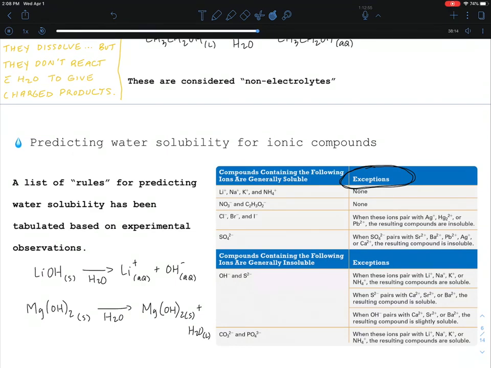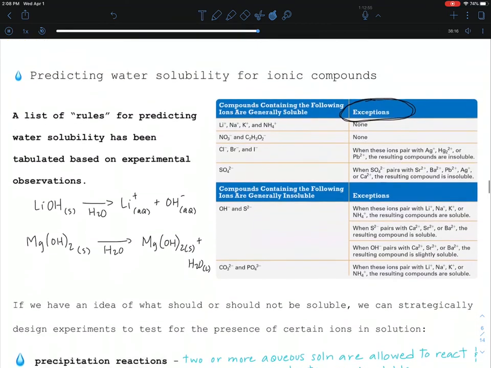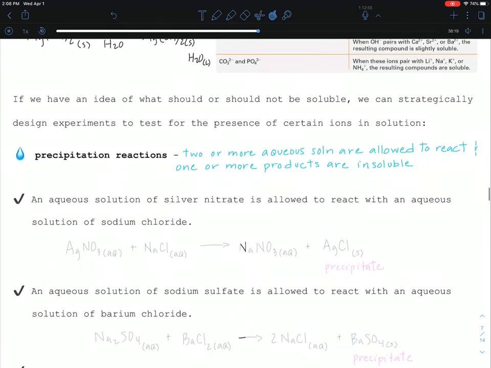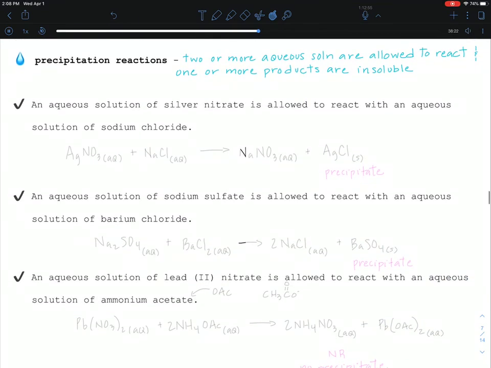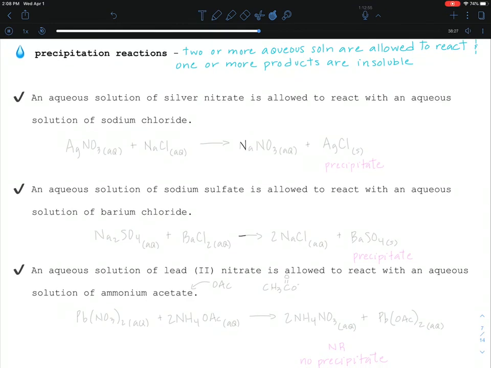So let's talk about these precipitation reactions, right? We have an idea of what's soluble and not soluble, right? Theoretically, based on those experimental data. We can actually draw out these precipitation reactions based on the information that we're given. So I have 3 examples here. First one is an aqueous solution of silver nitrate is allowed to react with an aqueous solution of sodium chloride. So they're telling you everything that you need to know about this particular reaction, right? They tell you that an aqueous solution of silver nitrate, an aqueous solution tells you this thing is dissolved.